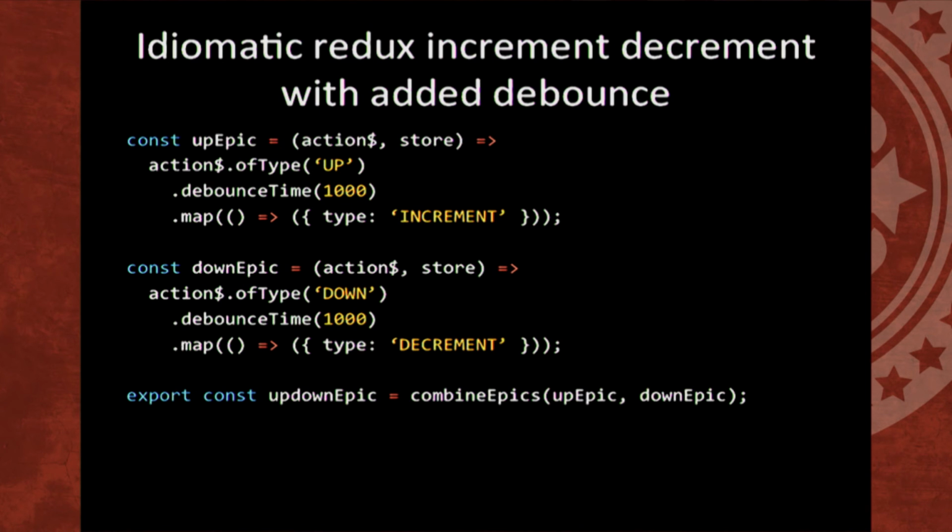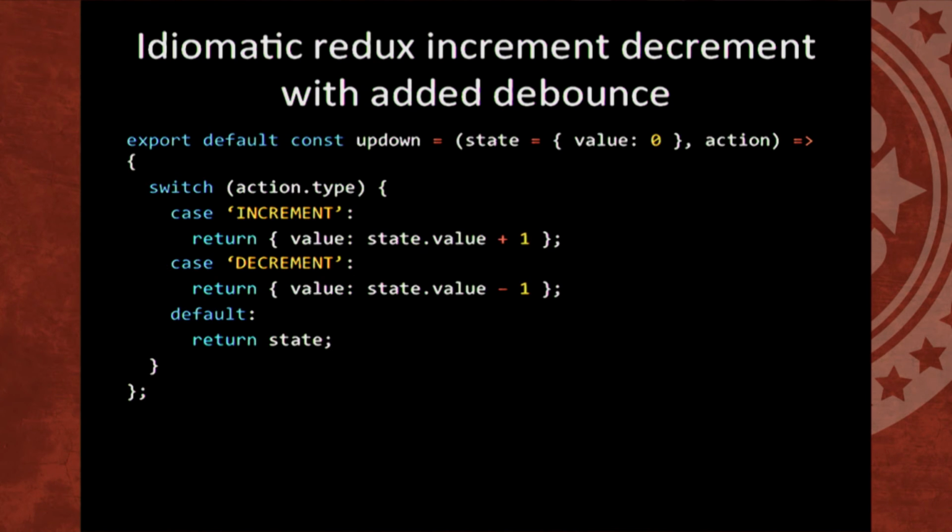And I'm taking all the actions of type up, and I'm using debounceTime on it, which basically just says, hey, I'm going to wait for a full second since the last value I got before I let anything carry on to map. And then once it does allow something to go to map, it's going to map it to a new action of type increment, and that will be dispatched on your store, which is then going to hit your reducer and update your state and then update your view.